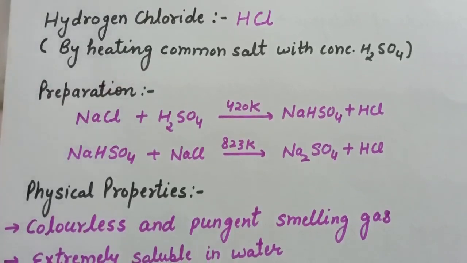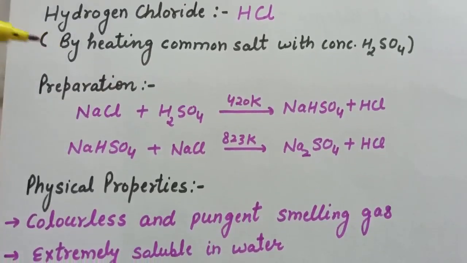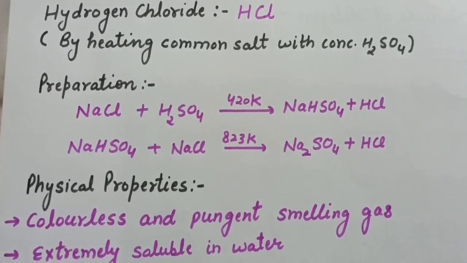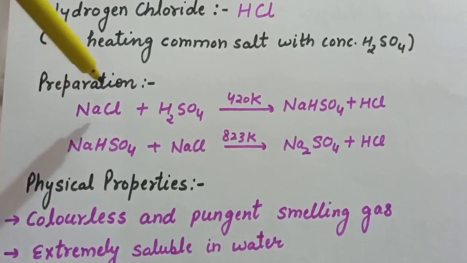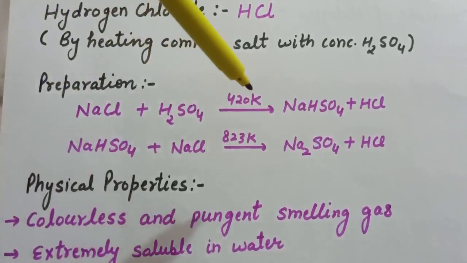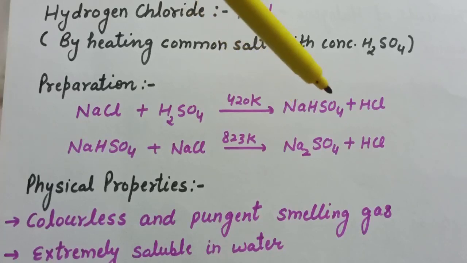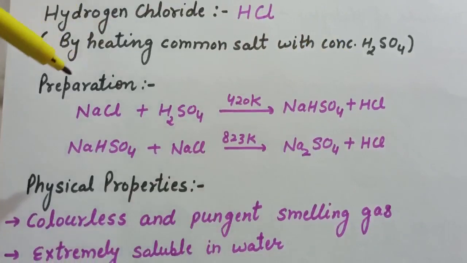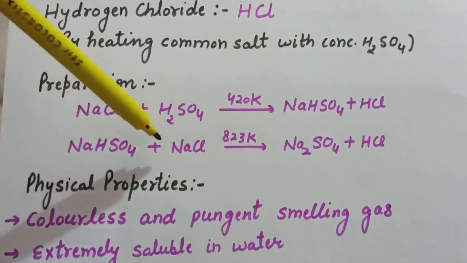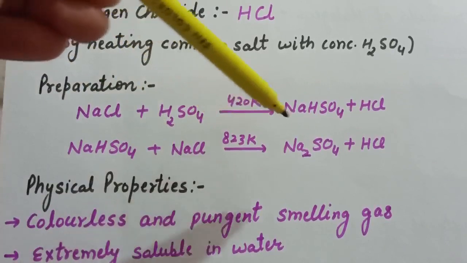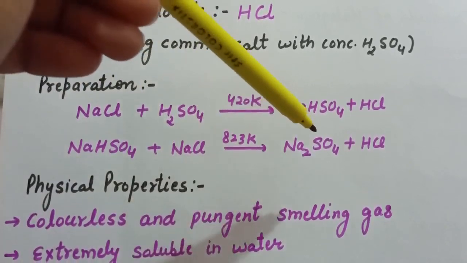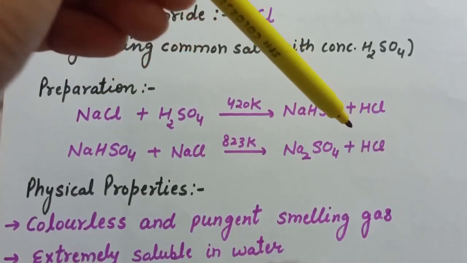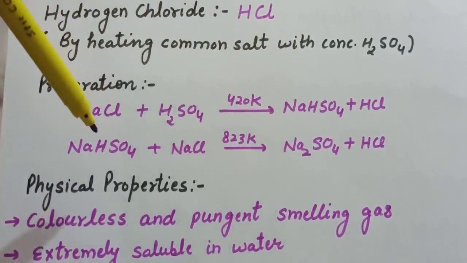Hydrogen chloride. The preparation of hydrogen chloride: in the laboratory, it is prepared by heating sodium chloride with concentrated sulfuric acid. So this is the reaction: NaCl plus H2SO4 at 420 Kelvin gives NaHSO4, that is sodium hydrogen sulfate, along with HCl. Now when we treat this sodium hydrogen sulfate with NaCl at 823 Kelvin, we get sodium sulfate and HCl, and this HCl gas can be dried by passing it through concentrated sulfuric acid. So this is the preparation of hydrogen chloride.